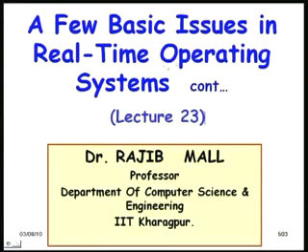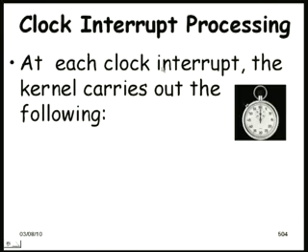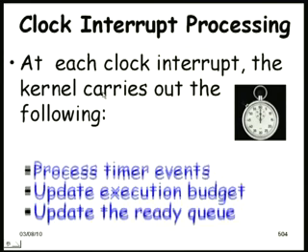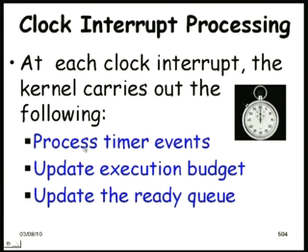Okay, so let us get started with what we were doing last time. We are discussing a few basic issues in real time operating systems. We had halfway discussed the clock interrupt processing. Whenever a clock interrupt occurs, and these occur very frequently, the kernel carries out three main tasks.